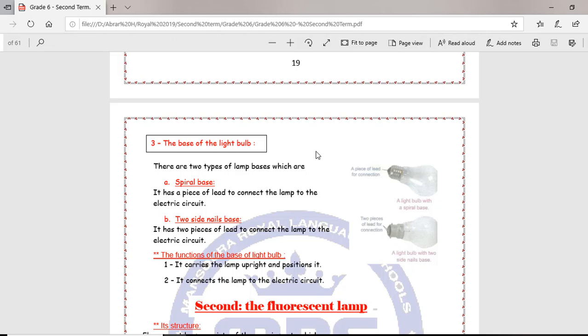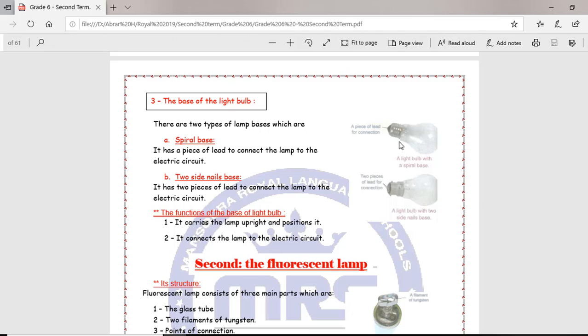The third part of the light bulb is the base of the light bulb. And we have here two types of bases: the spiral base and the two-side nails base. First one is the spiral base. It has only one piece of lead to connect the lamp to the electric circuit.